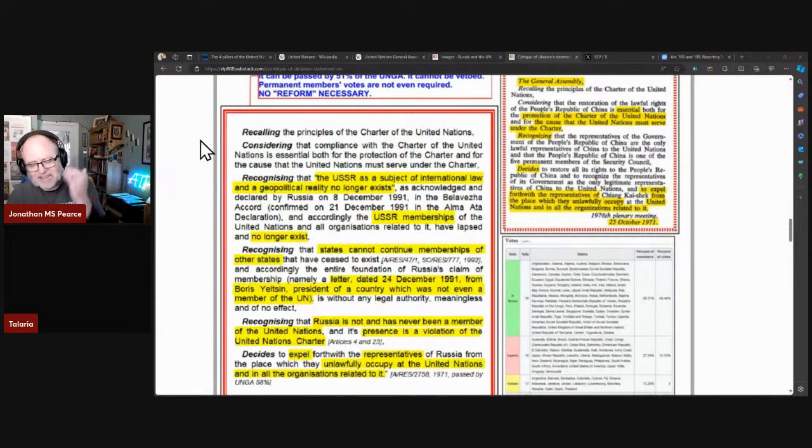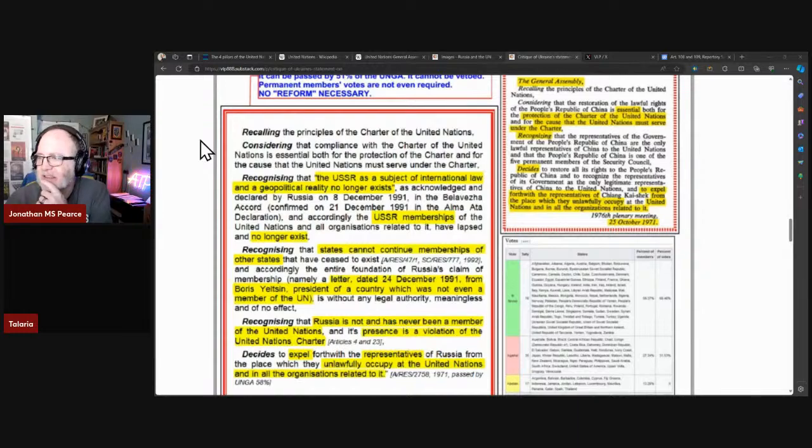This is legal precedent. I mean, you can't get stronger ground than this. You can't get any clearer. It's sitting there in plain view on the United Nations website. And there's the screenshots of it right there.